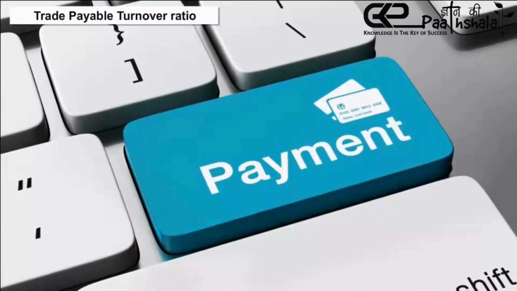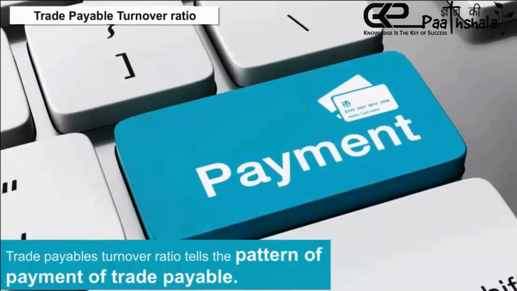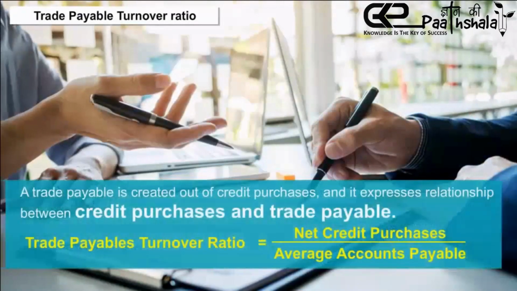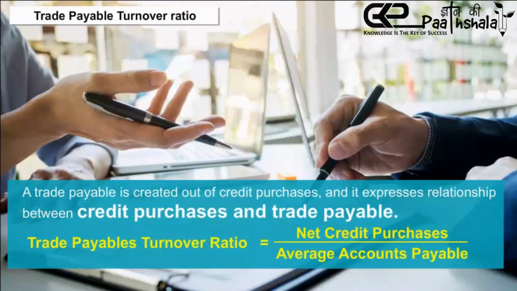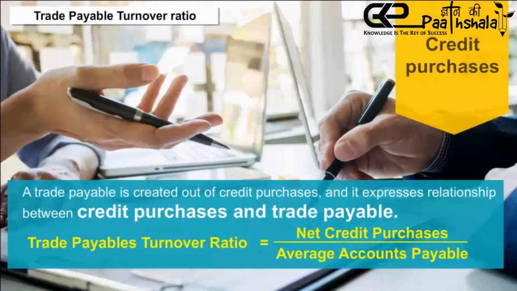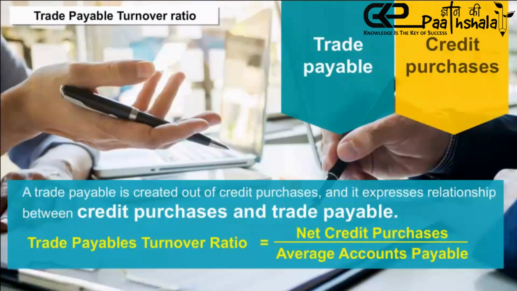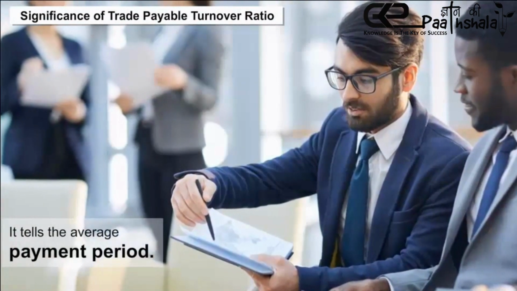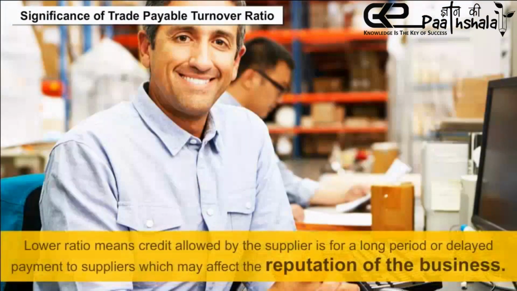Trade payable turnover ratio. Trade payables turnover ratio tells the pattern of payment of trade payable. A trade payable is created out of credit purchases, and it expresses the relationship between credit purchases and trade payable. Significance of trade payable turnover ratio. It tells the average payment period. Lower ratio means credit allowed by the supplier is for a long period or delayed payment to suppliers, which may affect the reputation of the business.